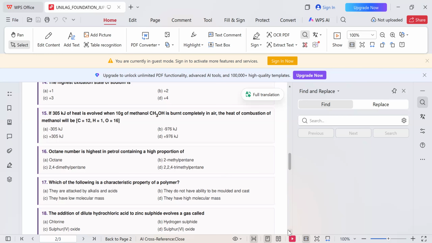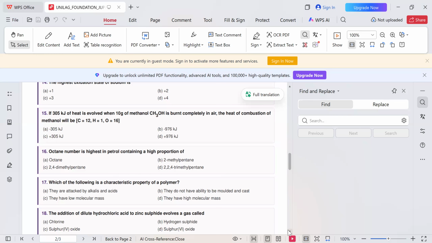Now you have to calculate the molar mass of methanol. To calculate the molar mass of methanol, you are already given in the bracket: C is equal to 12, H is equal to 1, and O is equal to 16. So in the long run, you are calculating CH3OH. That means 12 plus 1 times 3, which is 3, plus 16 plus 1. If you calculate that, you get your molar mass.